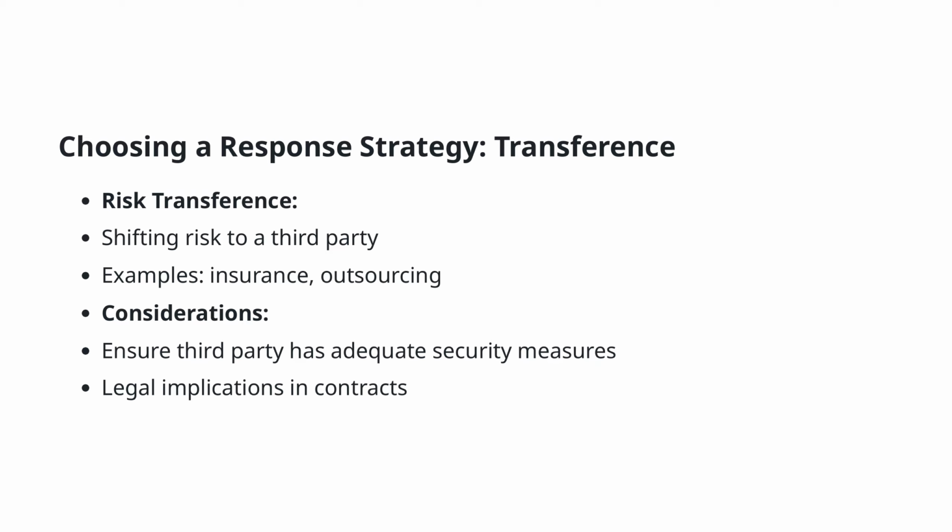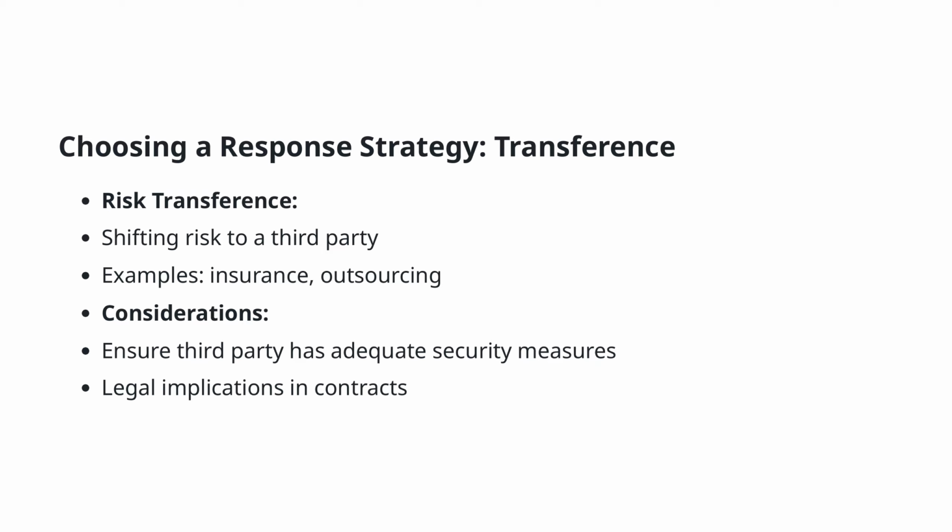Now that we have an understanding of how to implement a firewall, let's discuss another critical aspect of managing cybersecurity risk: transference. Risk transference is the process of shifting risk to a third party. This can be done through methods such as purchasing insurance or outsourcing certain operations.